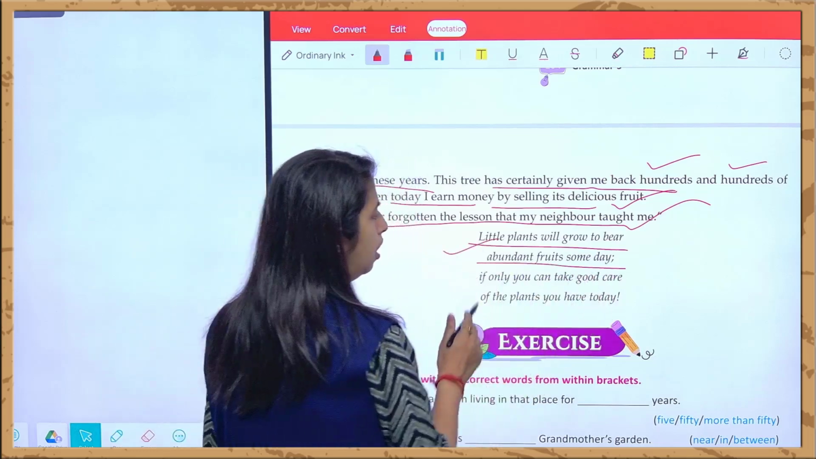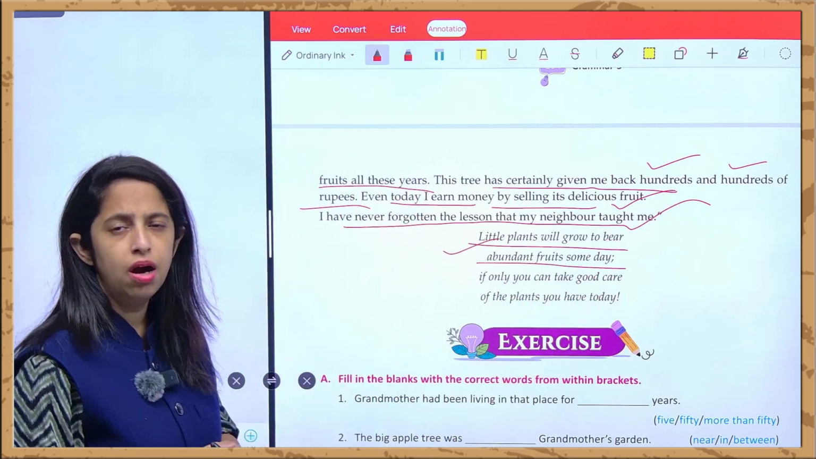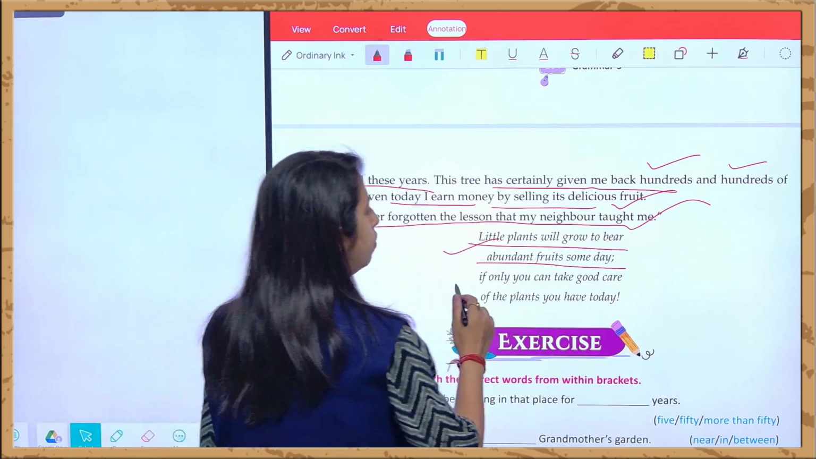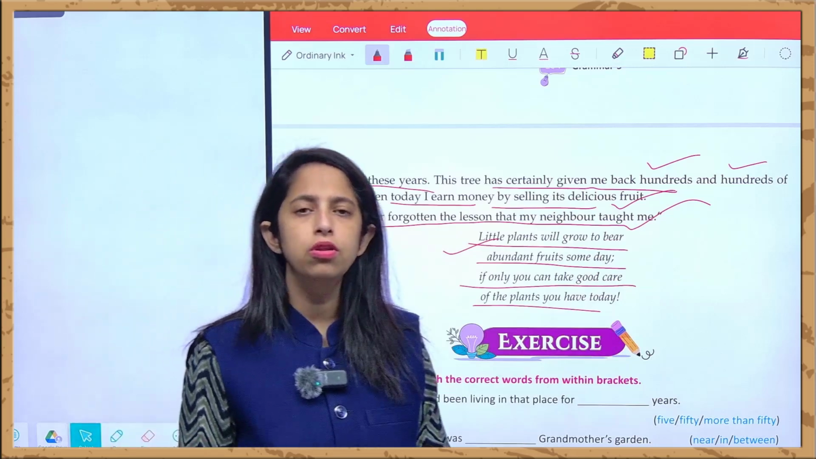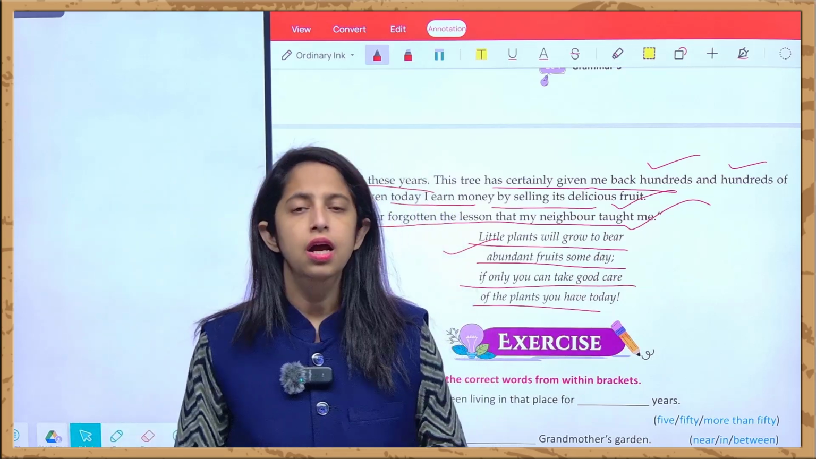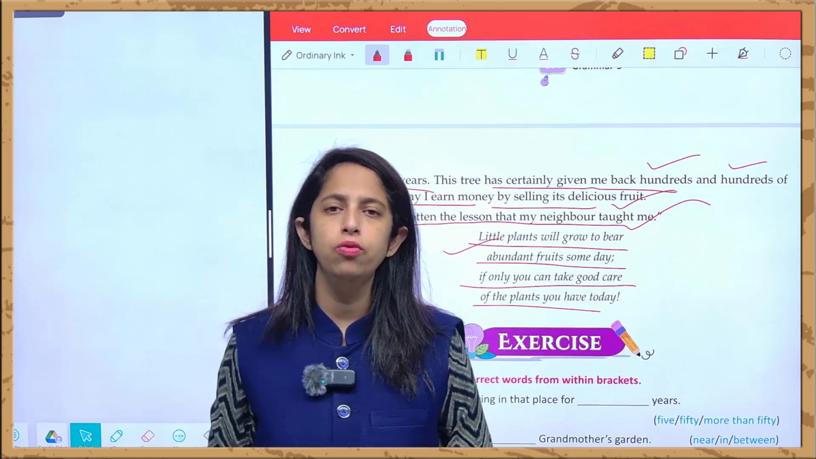Abundant fruit someday. Abundant means बहुत ज्यादा huge quantity में हमें फल मिलता है, if only you can take good care of the plants you have today, if only you are focusing on all those efforts that you have to bear today so that you can have a good fruit in the future.